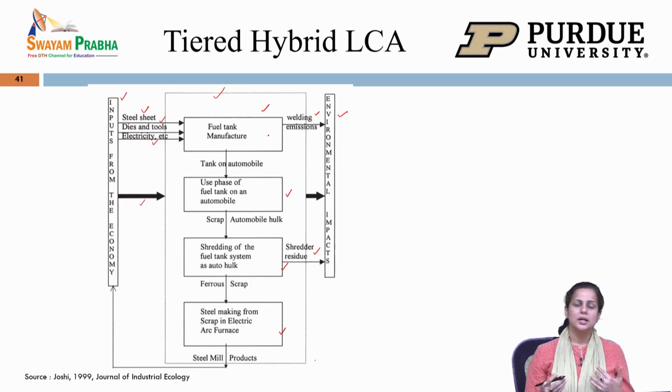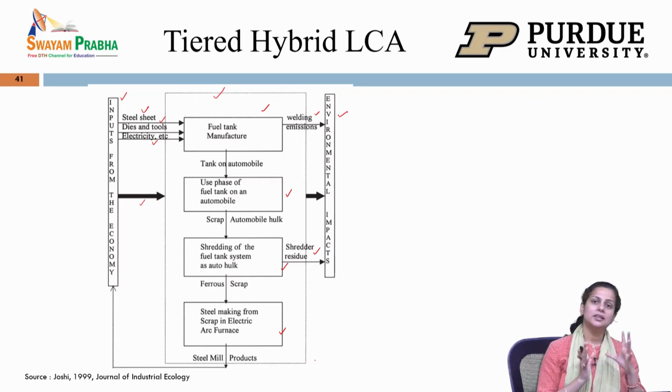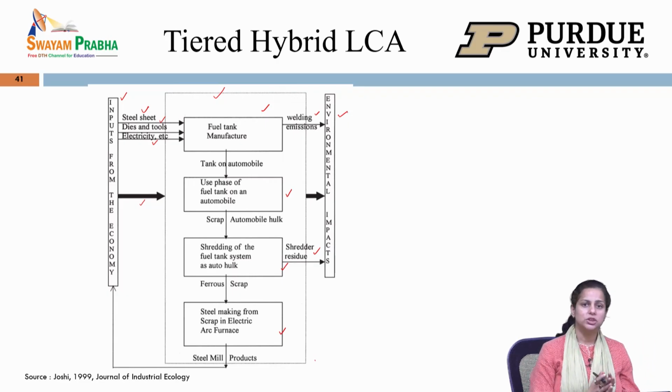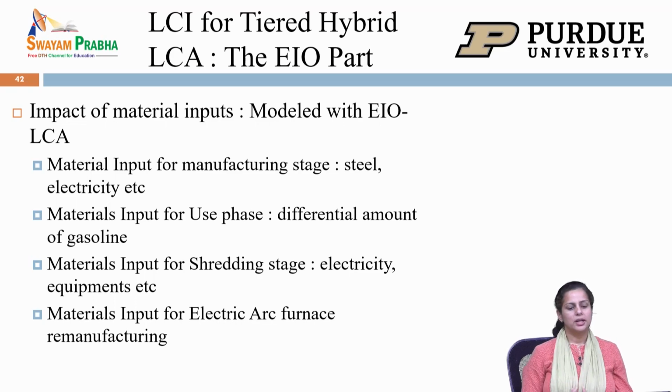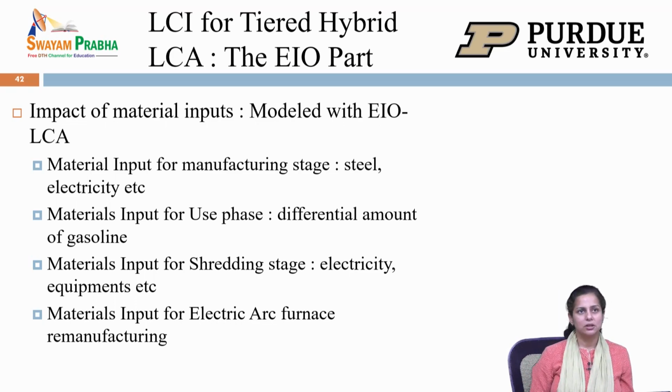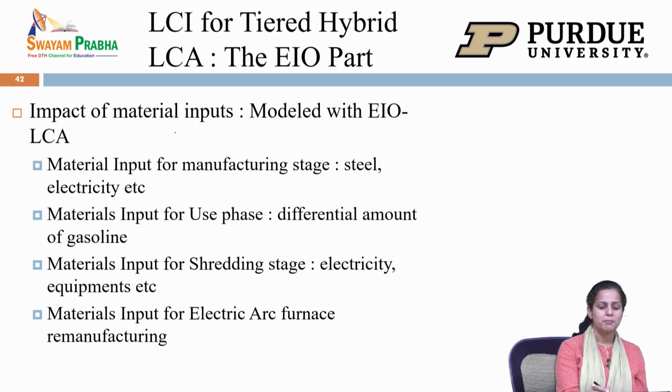So, what they did was that this was the process part where you have each of these processes for which the GM actually could collect data on site and look at the recycling and everything and the shredding of the fuel tank. But anything that was coming from the economy where GM as a company did not have a direct interaction to collect data, that was seen as an input from the economy and as a total impact coming from the input output LCA. So, the LCI for tiered hybrid LCA or the EIO part was basically your impact of material inputs was modeled with EIO LCA.